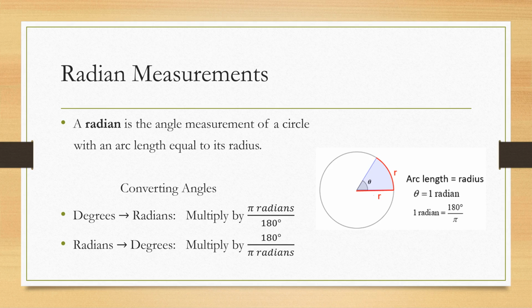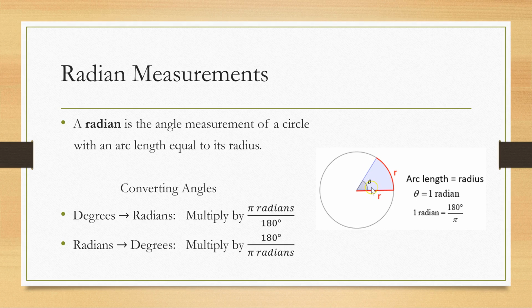A radian is the angle measurement in a circle where the arc length is equal to its radius. What I'm trying to show you in this diagram is, pretend for a second that we had a circle with a radius of 5. If the distance from the center to the edge is 5, I could also measure a distance of 5 going around the outside of the circle. If I made this length and the radius length equal to each other, I would end up with an angle inside of this piece, and that angle is what we call exactly 1 radian.